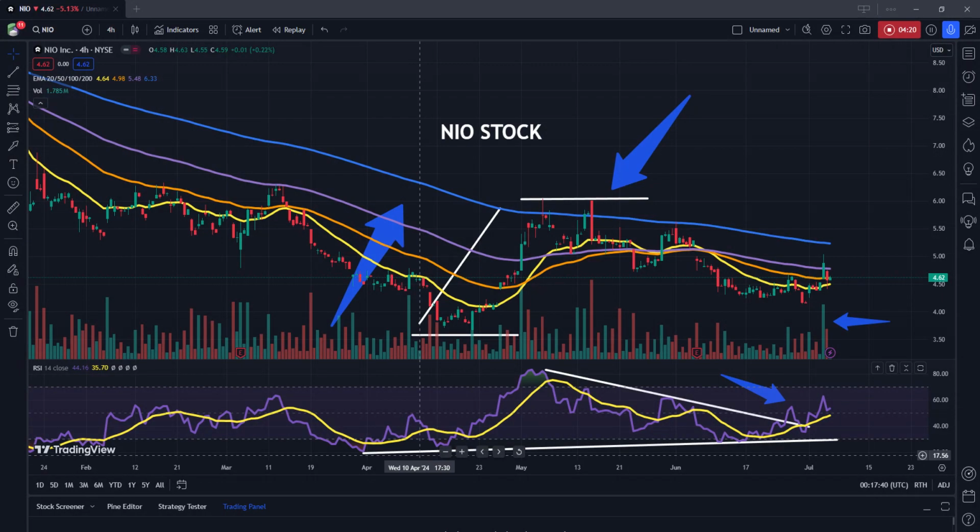Okay, so in addition to that, we do have the readings in the current momentum indicator. This is a 4-hour chart, which is an intermediate chart.